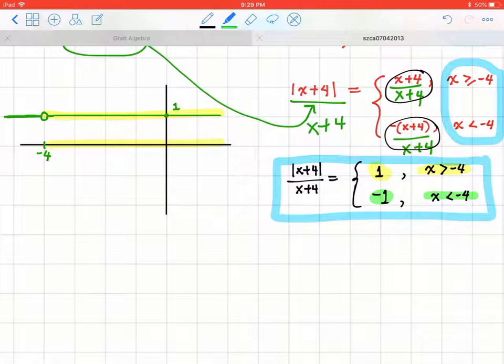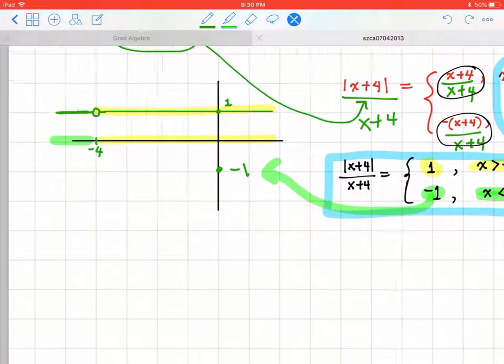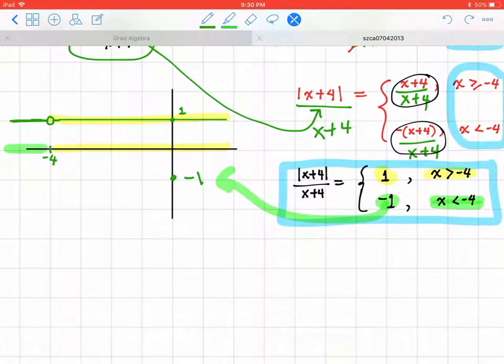So let me get my green pen here. So at -1, which is down here, and when x is less than -4, that's this piece right here of the domain. So we're going to be at the value -1. I should use this green pen right here. So we're going to continue our graph. I ran out of space. Let me move the paper over here. Okay, zoom out a little bit.